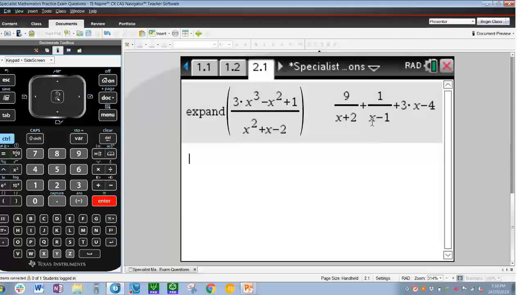Each, of course, individually contribute a single vertical asymptote. And then we have an oblique straight line asymptote, which is y equals 3x minus 4. So counting them up, we have 3 straight line asymptotes. So the answer to this question is D.